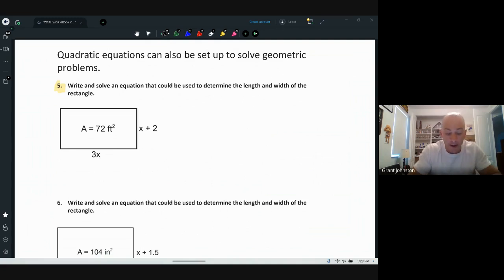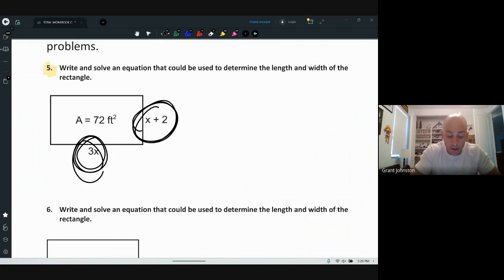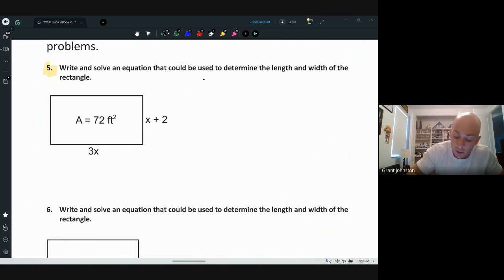So if I'm given that the length is 3x and the width is x plus 2, and it gives me the area, I can set up this equation. 3x times x plus 2 would equal that area of 72. I can set that equation up, and then I've got to solve it. This gets a little goofy, but here we go. I'm going to distribute, so I have 3x squared plus 6x equals 72.